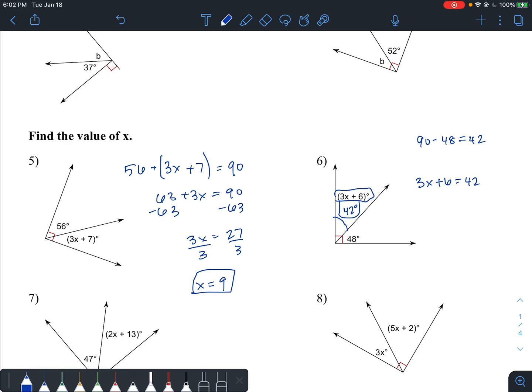Okay, this is another way of doing it here. So I can subtract 6 from both sides. Okay, I'll get 3x is equal to 36. Divide by 3. Divide by 3. So x is going to be equal to 12 here. And again, you could always check. So if I plug 12 in there, so 3 times 12, which is 36, plus 6 is 42, and it ends up checking out.